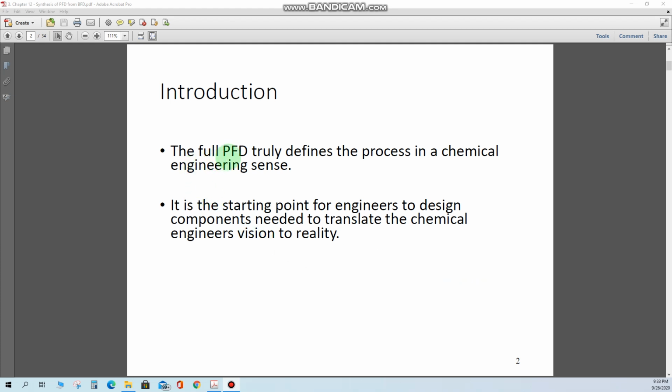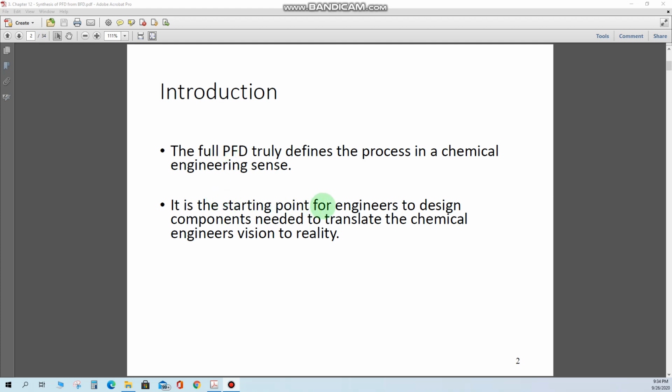The full process flow diagram truly defines the process in a chemical engineering sense. Okay, so whenever you want to design any process, first of all you can make the block flow diagram, then you can have the process flow diagram. And this process flow diagram, which you have studied earlier also, can give you the true information about the process, how the raw materials can be converted into the products, and what the different units are that are required in that process to transform the reactants into the product.